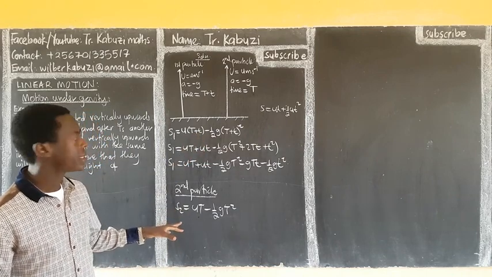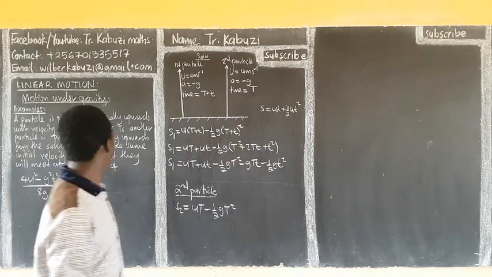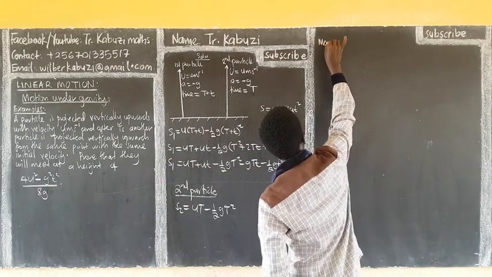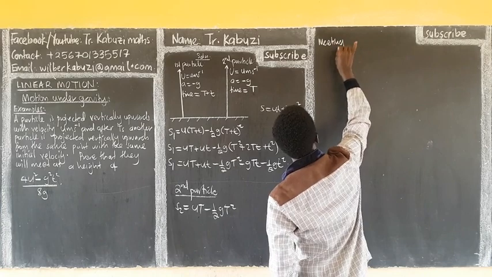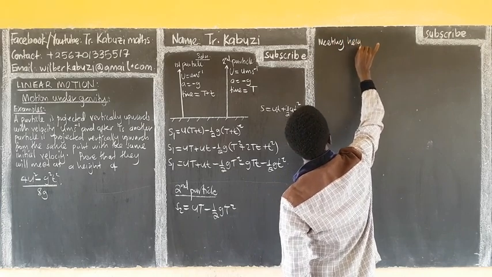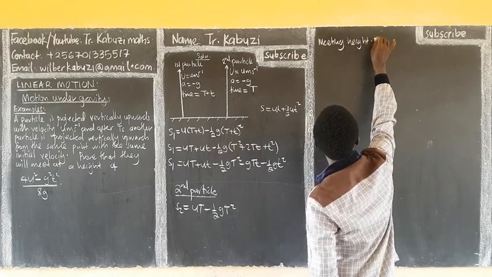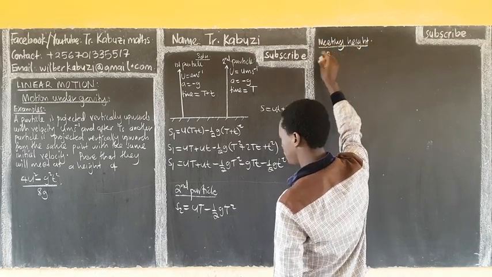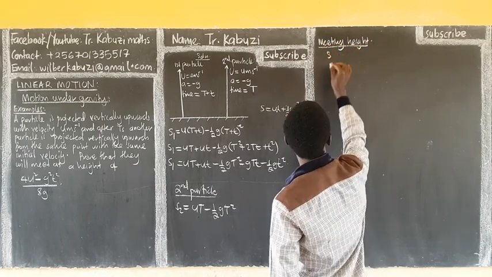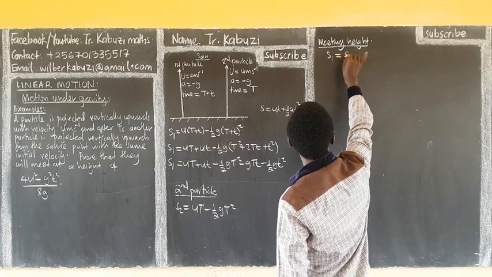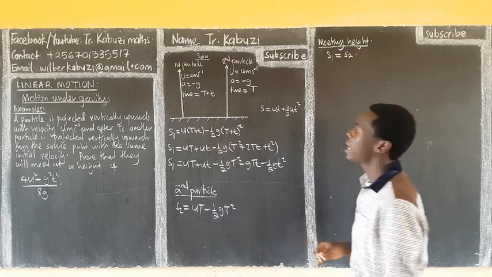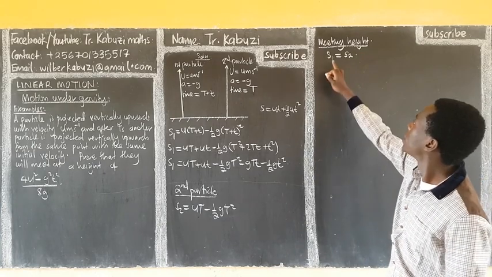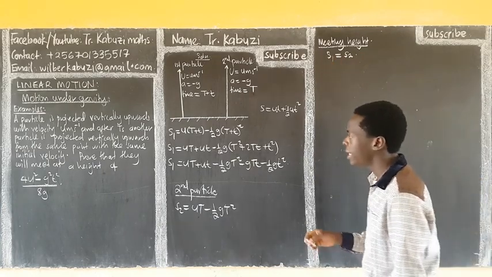Now, at the meeting point, or at the meeting height, it implies that S1 should be equal to S2, for them to be at the same height. So S1 should be equal to S2.